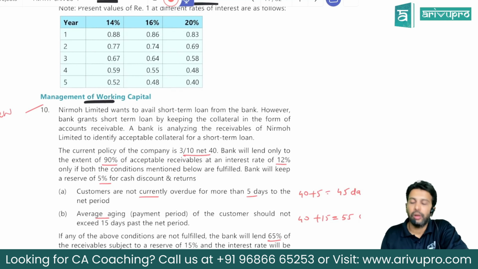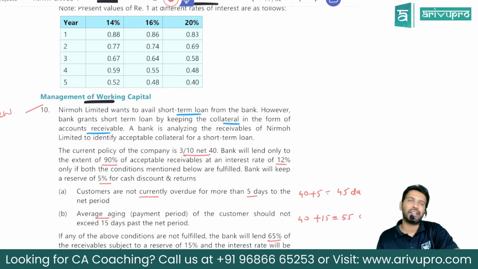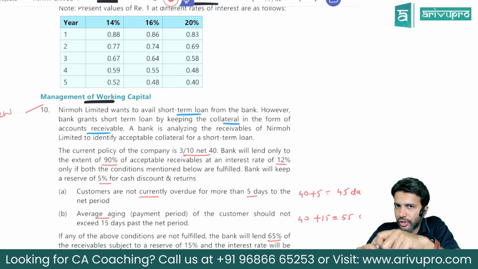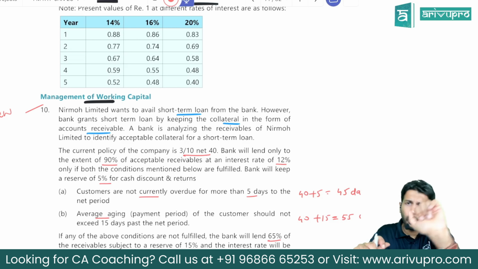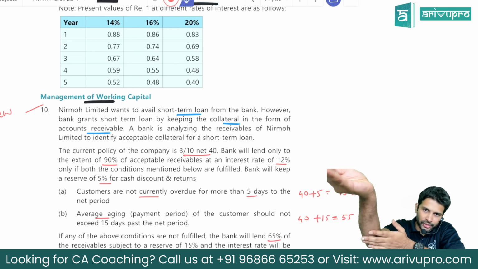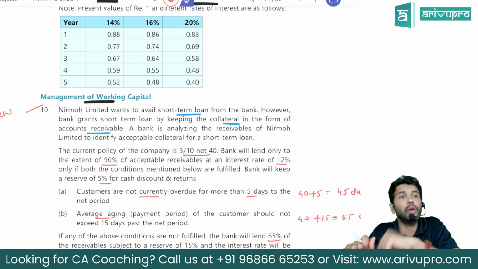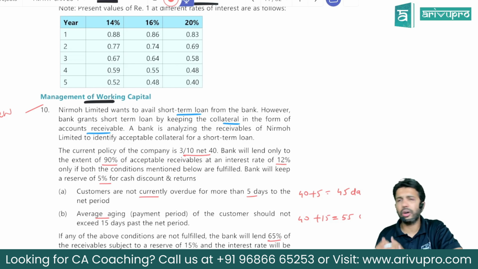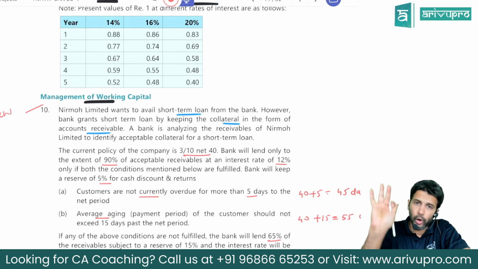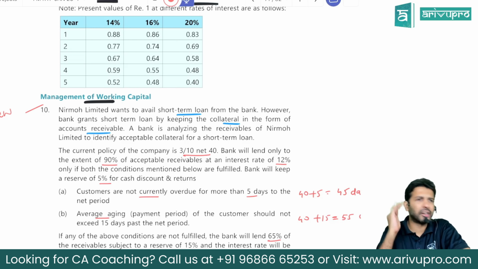Nirmo Limited wants to avail short-term loan from bank. However, bank grants a short-term loan by keeping collateral in the form of accounts receivable. In fact, we know, using accounts receivable, you can take finance. One is you can give accounts receivable as a security to the banker and take a short-term working capital loan, or you can do factoring arrangement. Okay, here we are not doing factoring. Here we are going for a bank loan. But what you are giving as security? Receivables, as in debtors and bills receivable.